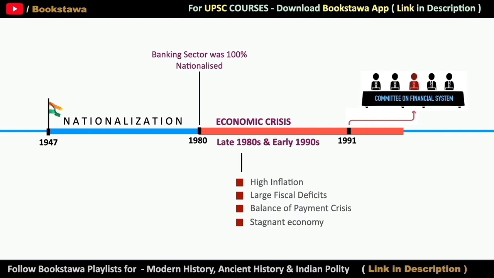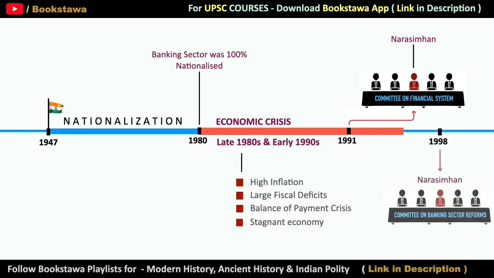The chairman of this committee was Madhavolu Narasimhan. Madhavolu Narasimhan was also the governor of Reserve Bank of India for a few months in 1977. In his name, this committee is also called Narasimhan Committee First, because he chaired 2 committees. The first committee was the Committee on Financial System, which was created in 1991, and the second committee was the Committee on Banking Sector Reforms, which was created in 1998. This is the reason why the Committee on Financial System is called Narasimhan Committee First, and the Committee on Banking Sector Reforms is called Narasimhan Committee Second.